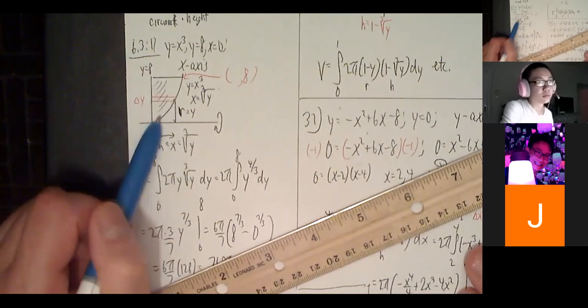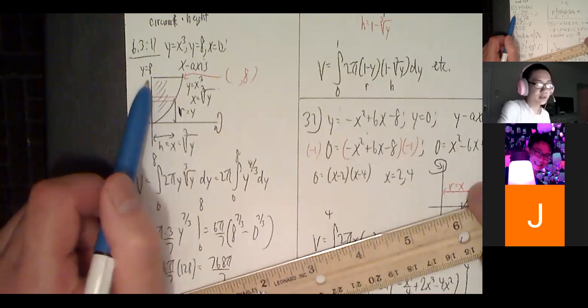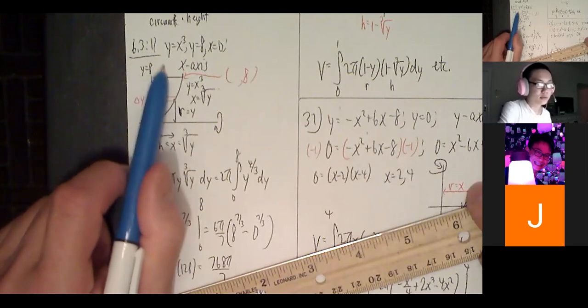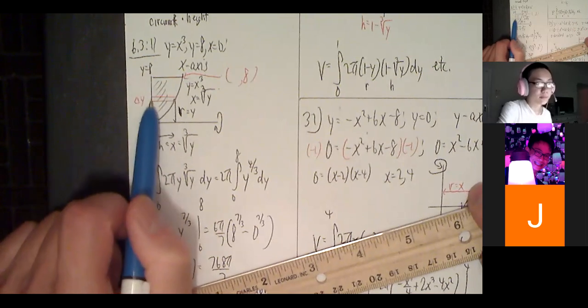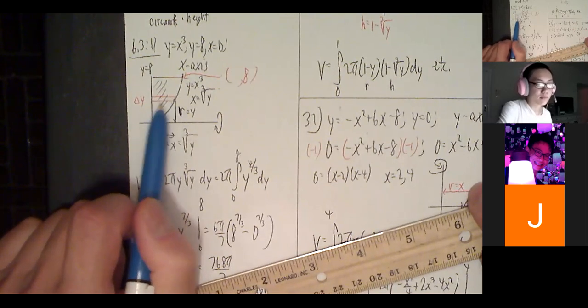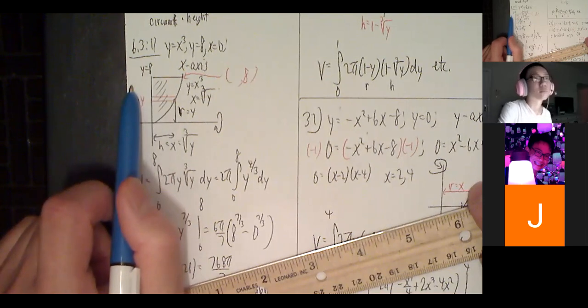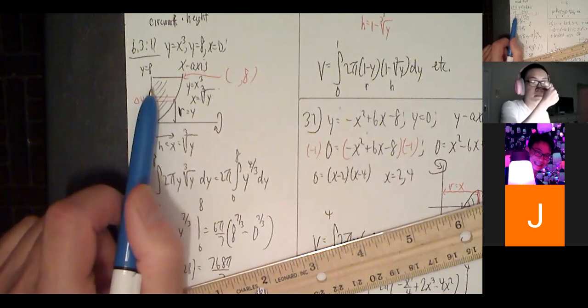Now, if you imagine this picture, if we spin it about the y-axis, that would be the disk method. If I take this slice right here and spin it about, I would get a bowl, right? Can you visualize that bowl if I spin it around? You get a bowl.